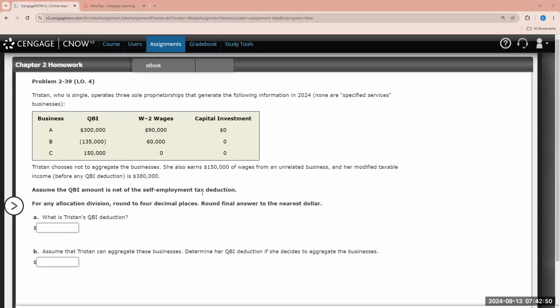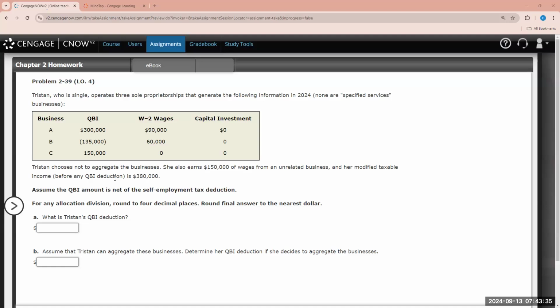So here it says Tristan, who is single, operates 3 sole proprietorships that generate the following information in 2024. None are specified businesses. So we have business A, QBI is 300,000, W-2 wages of 90,000. Business B, QBI, a loss of 135,000 and W-2 wages of 60,000. And business C, QBI of 150,000, 0 W-2 wages, 0 capital investment. So it says Tristan chooses not to aggregate the business. She also earns 150,000 of wages from an unrelated business, and her modified taxable income before any QBI is 380,000.